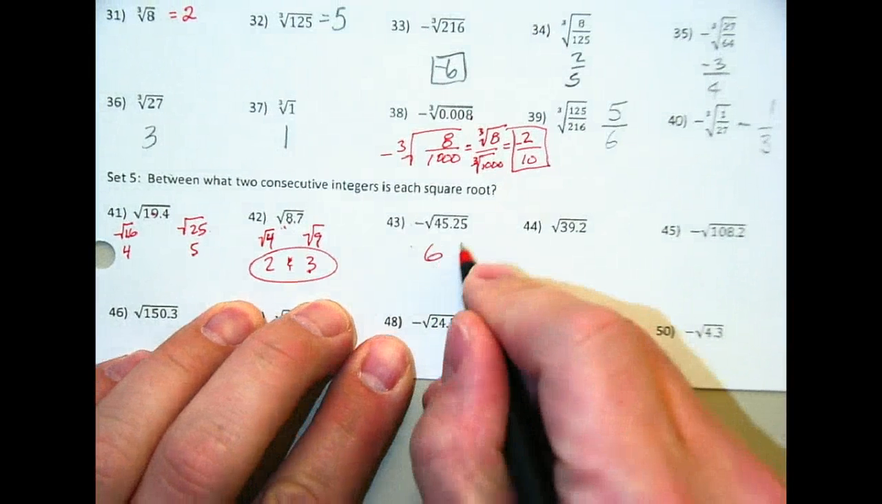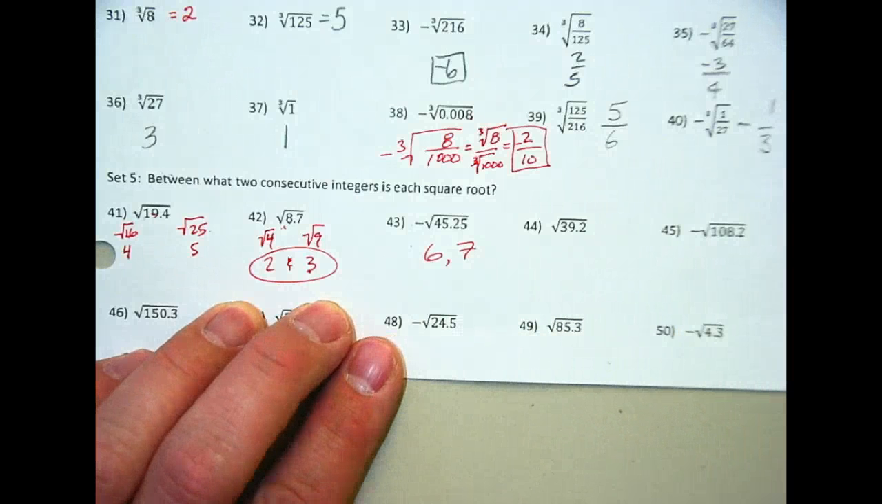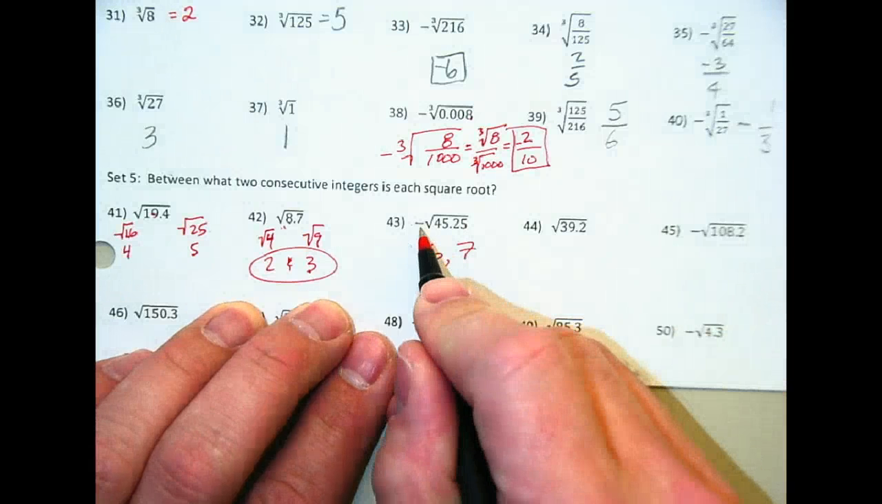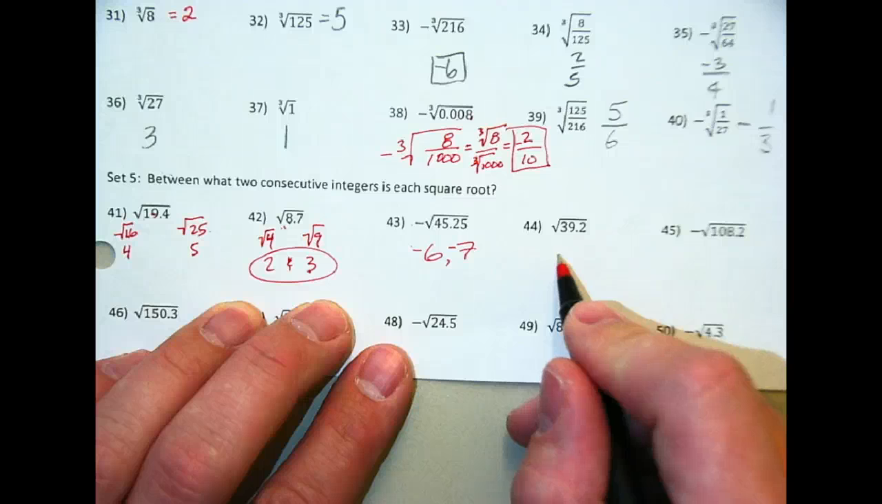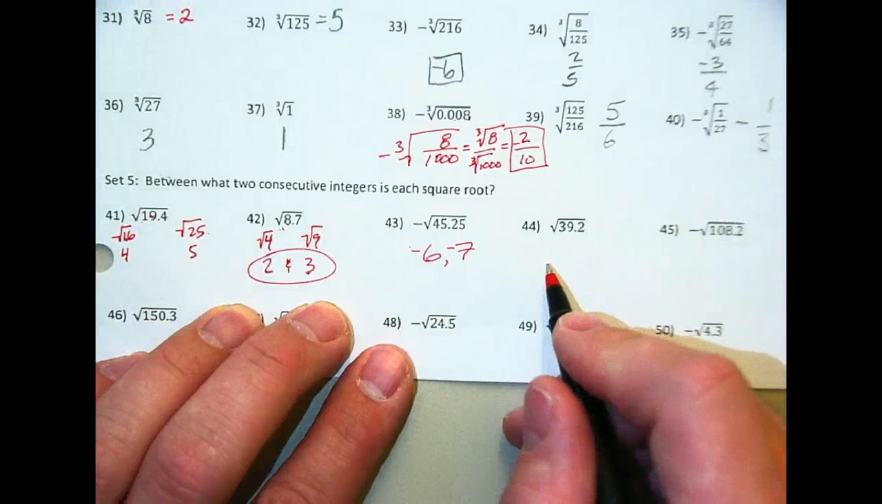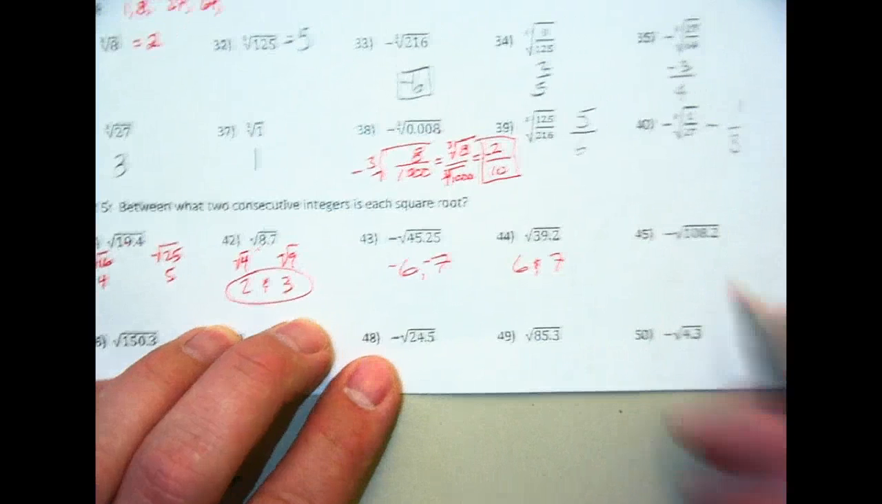6 and 7. Now, how do we have to change that? Make it negative, because of the negative sign there. So negative 6 and 7. How about 44? 6 and 7 again. Unbelievable. Except not negative this time. How about 45?